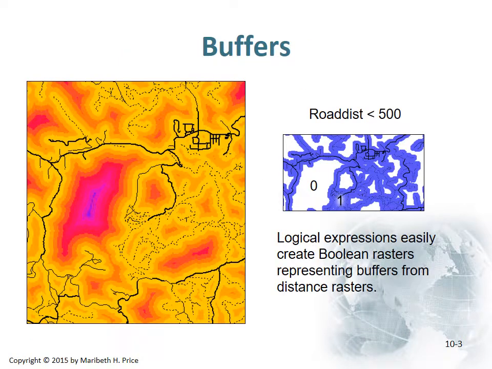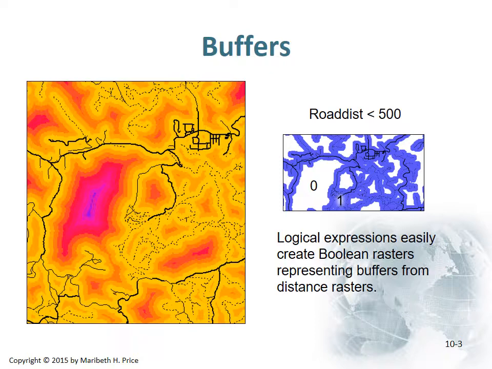So buffers in raster require that you first create a distance grid, and then you select from the distance grid using raster calculator whatever distance you're interested in, which creates a Boolean output of 1 for true, 0 for false. So we're using that logical expression technique to query the grid to produce our buffer in raster data format.